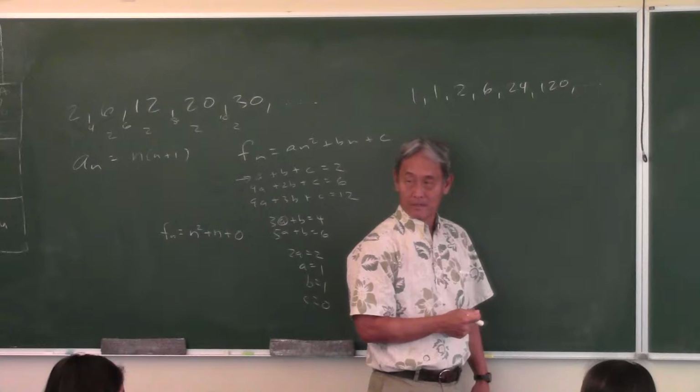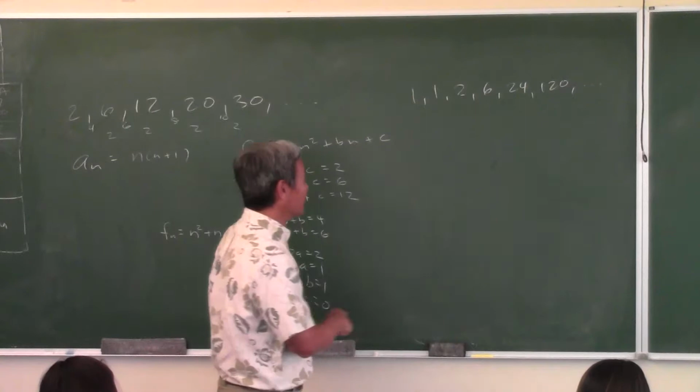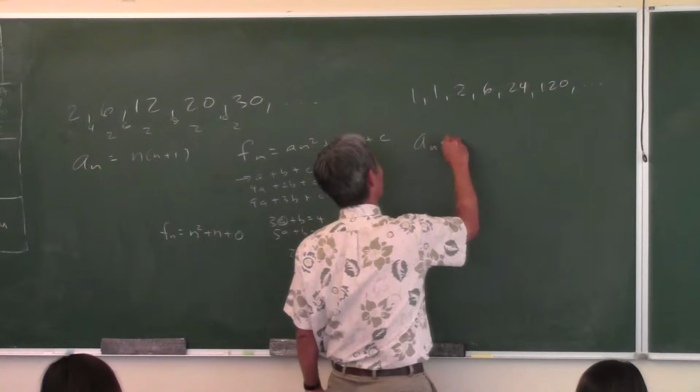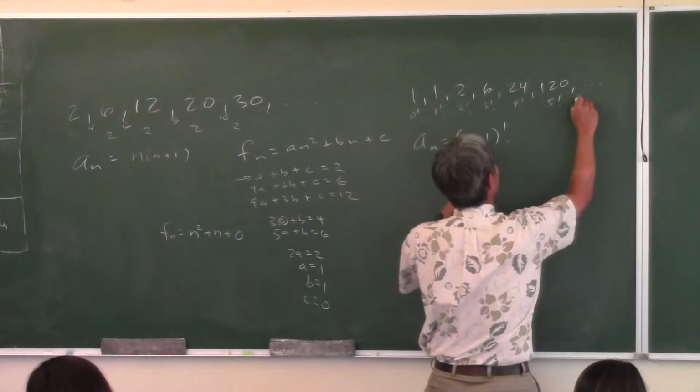Okay, but I want the explicit formula. I'm serious, on the AP exam, you're going to have to write the explicit formula for the sequence. So what, Yoshida? There you go. a sub n equals n minus 1 factorial. Because look, 0 factorial, 1 factorial, 2 factorial, 3, 4 factorial, 5 factorial, 6 factorial.